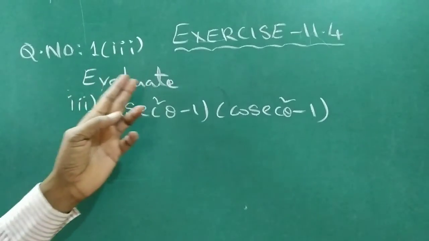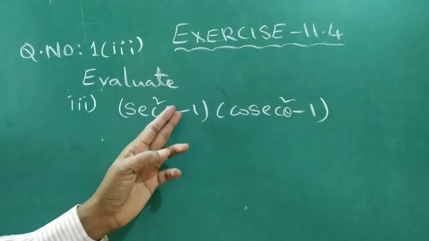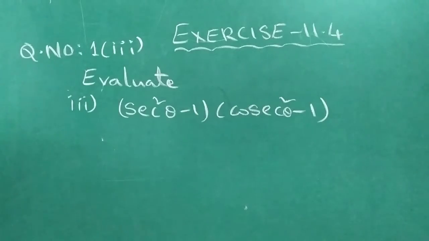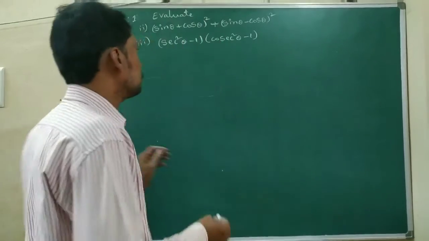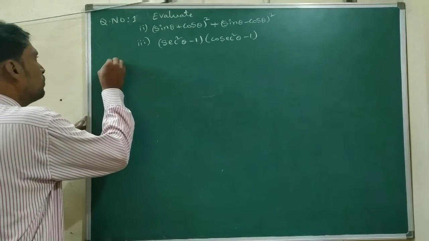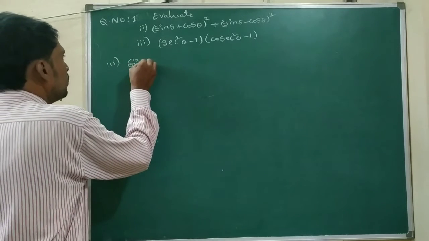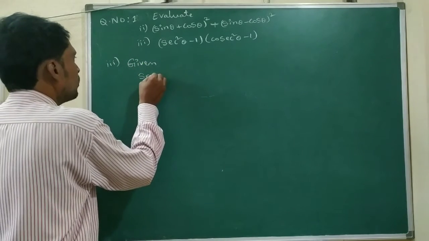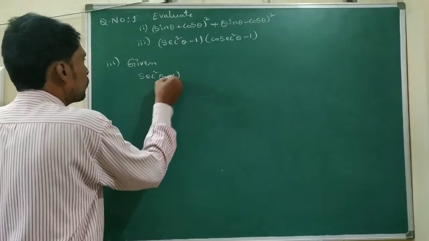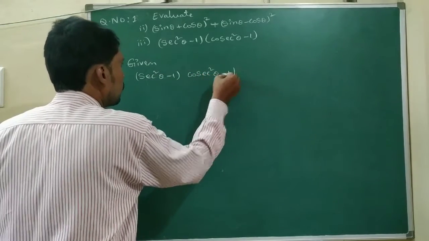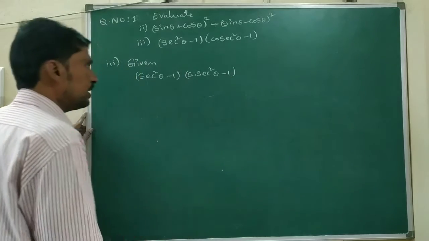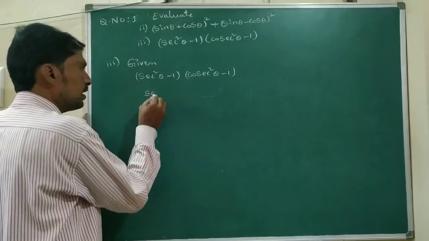Next question. Question number 3. Evaluate sec square theta minus 1 into cosec square theta minus 1. Let us see the third solution. So the third problem is given: sec square theta minus 1 into cosec square theta minus 1. We know the identities. What are those identities? I am writing here the identity.